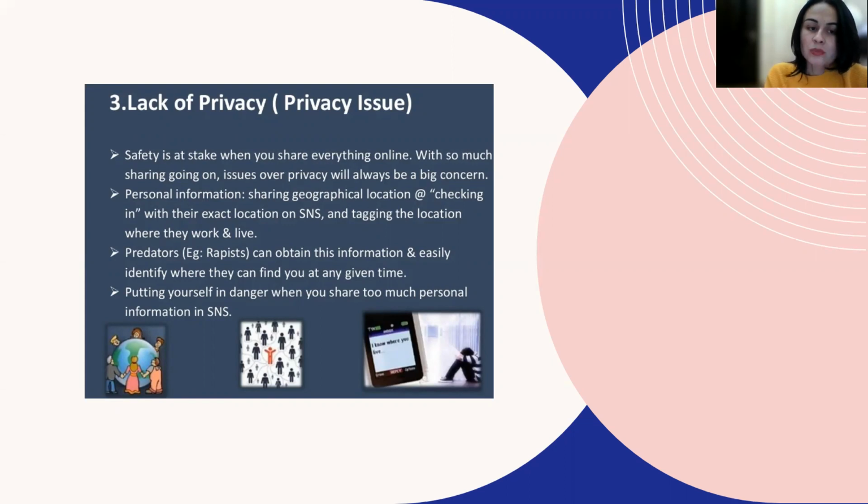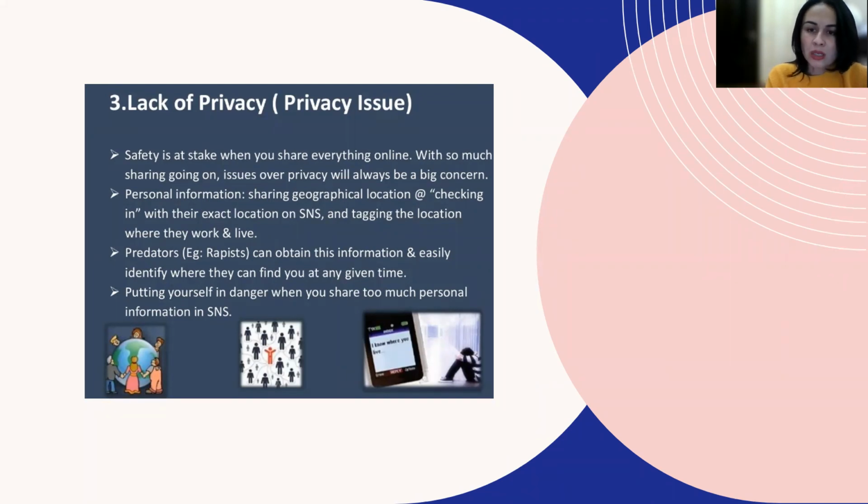Others, let's say predators, people with bad intentions, can obtain this information and can try to find you, can try to locate you. And also you put yourself in danger when you share too much personal information, because it can come back to you in any other form. After some time, it can bring negative consequences that you didn't really want. So always make sure that you never share more than enough.